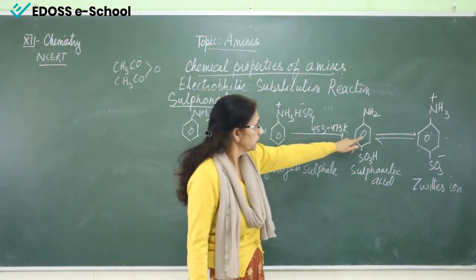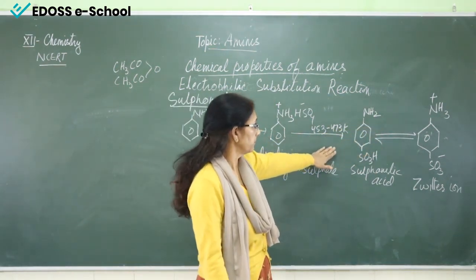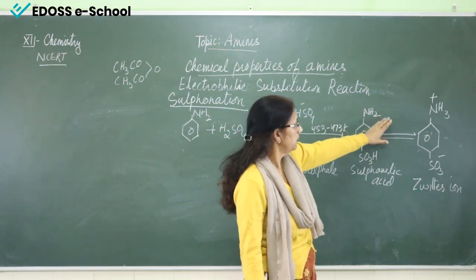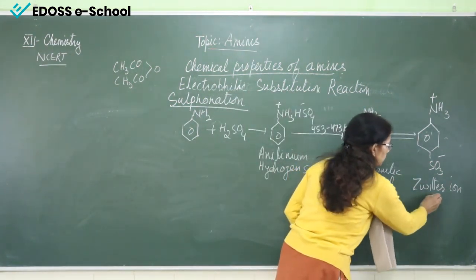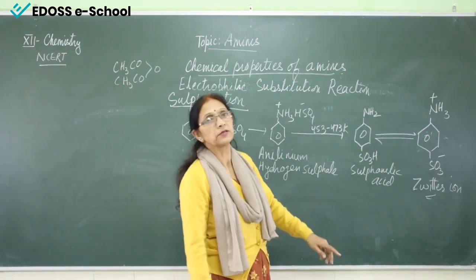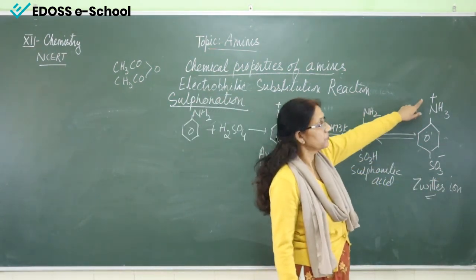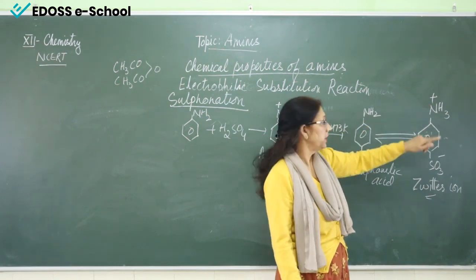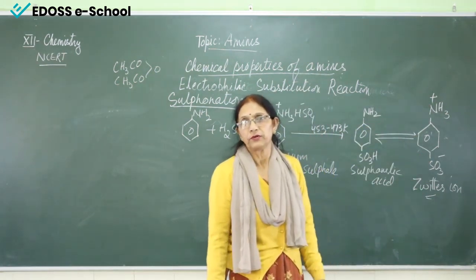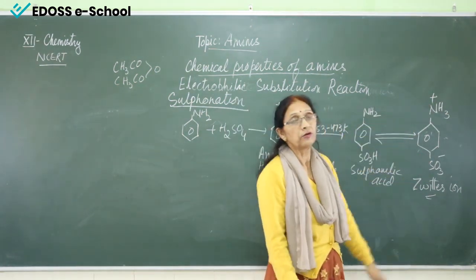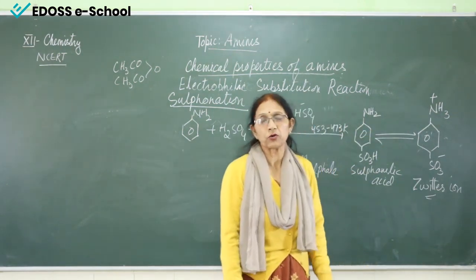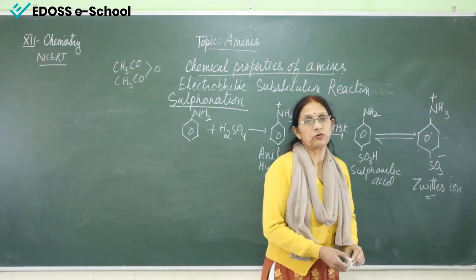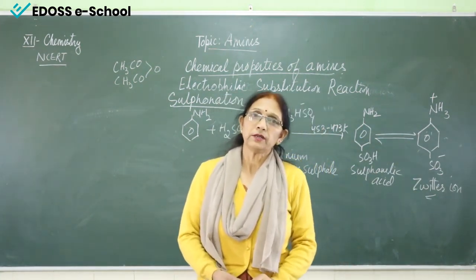Okay, and there is an equilibrium you can see here. This sulfanilic acid can convert into a zwitterion. What is a zwitterion? A zwitterion means such a type of ion which has positive and negative charges on the same molecule, or acidic and basic groups on the same molecule. This is known as a zwitterion.